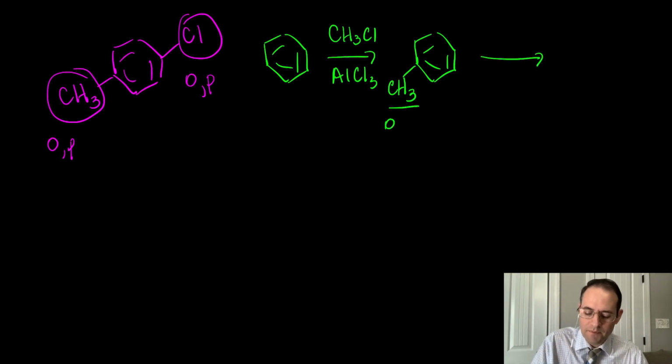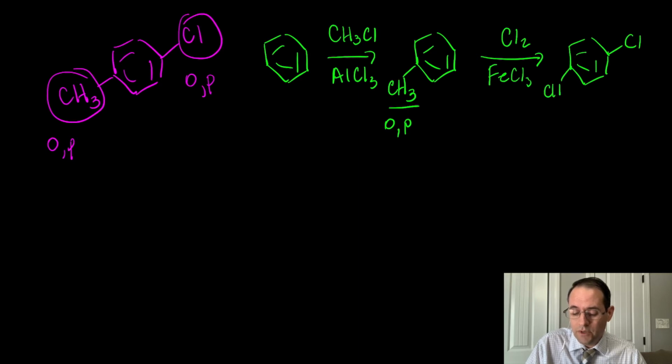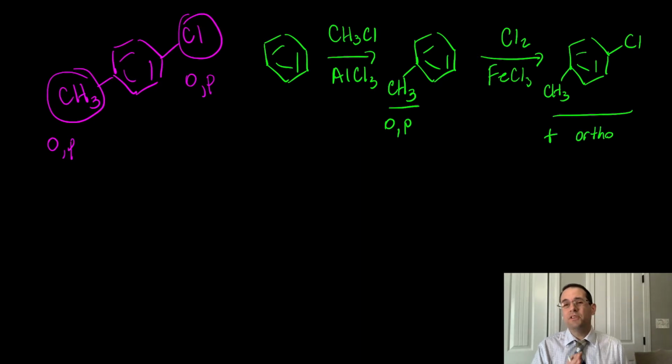And then, since this is an ortho-para director, we know that chlorination should occur at the ortho position and the para position. Granted, we only want the para isomer, but we just can't avoid the fact that some of the ortho isomer will form as well. So we'll just go ahead and write the product that we want. Okay, we know we're going to form that, and some of the ortho as well. Okay, so that's when you have just an ordinary di-substituted aromatic ring. It's very easy to plan the synthesis.